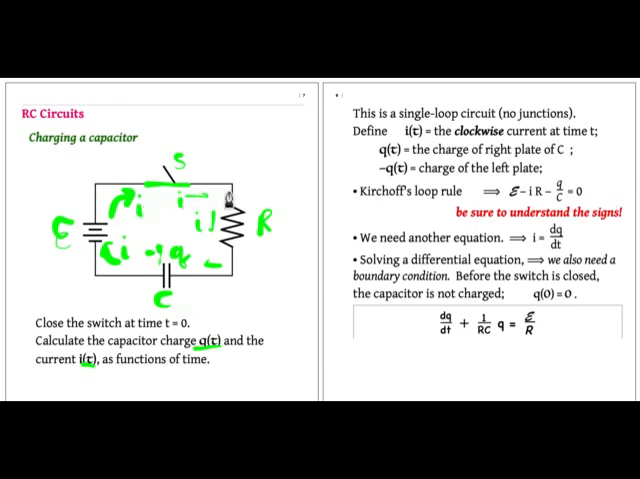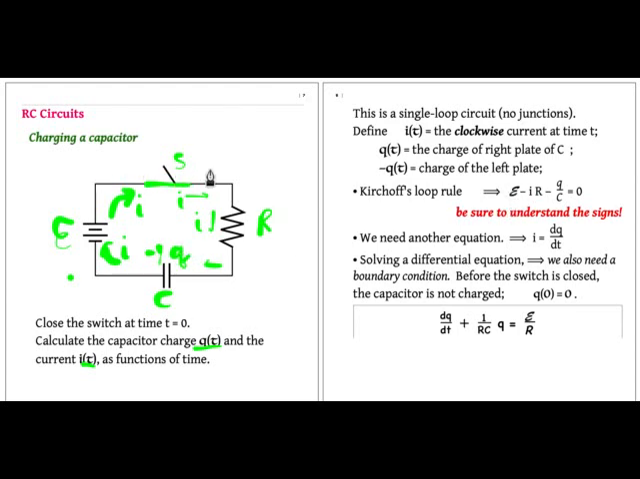And now let's apply Kirchhoff's loop rule. All right, so we define I of t as the clockwise current. And we'll define Q of t as the charge of the right plate of the capacitor. Then minus Q of t is the charge of the left plate. Kirchhoff's loop rule says, as I go around the loop, the changes of potential add up to 0. So let's start at this point. If I go up here, the change in potential is E, the EMF of the battery. So there's delta V across the battery.